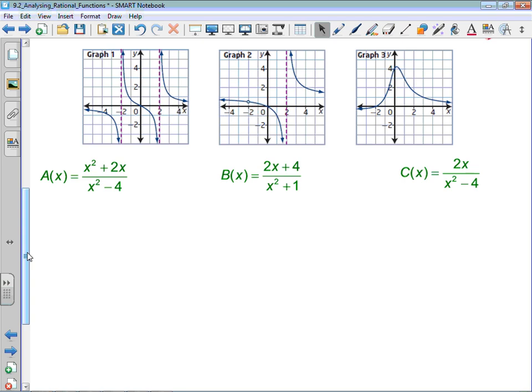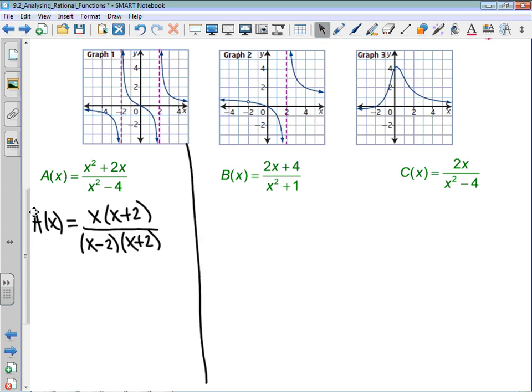What we're going to do is approach this with the same technique we used with the other questions. So for a of x, I'm going to immediately factor it. So that's x times x plus 2. The denominator is the difference of squares, so it's x minus 2 times x plus 2, and we'll just leave that for now. We'll factor all of them here relatively quickly.